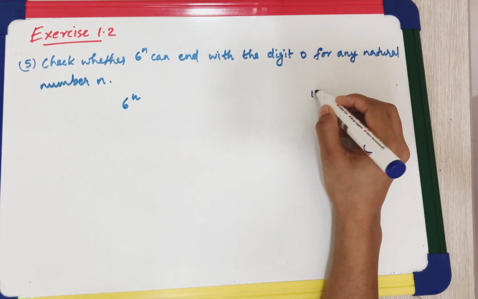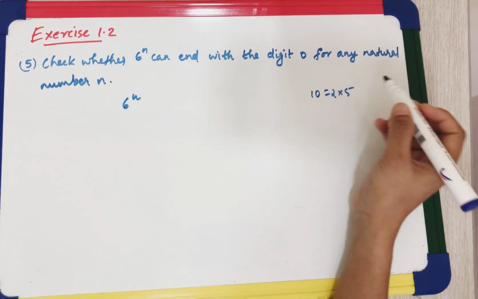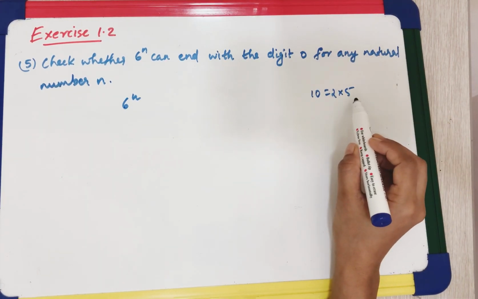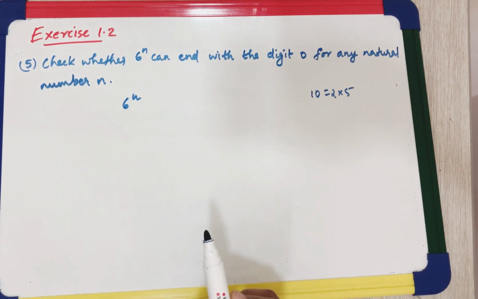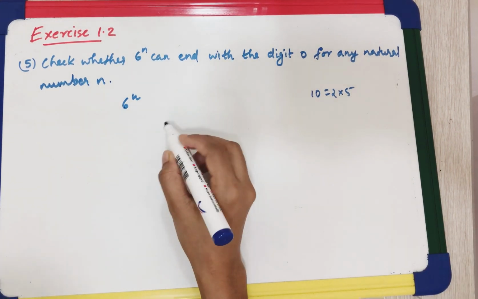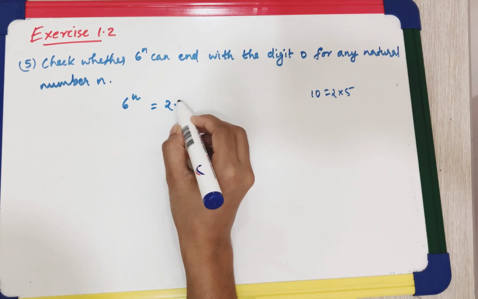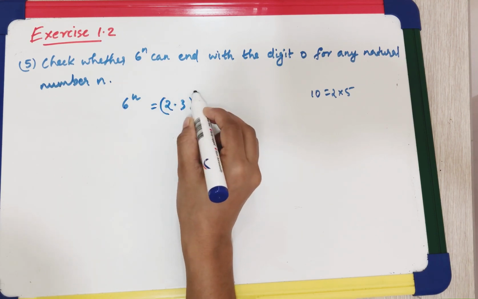10 is 2 into 5. The prime factorization of 10 is 2 into 5. Therefore, 2 and 5 are the prime factors of the numbers that end with the digit 0. But see, 6 raised to n is equal to 2 into 3 the whole power n.